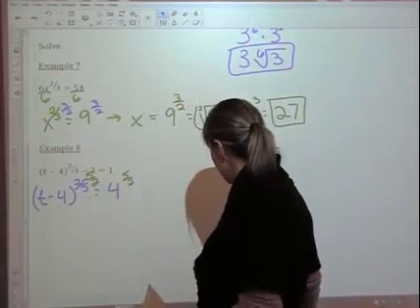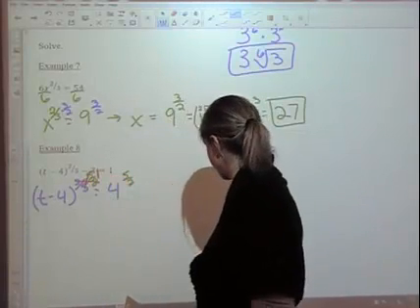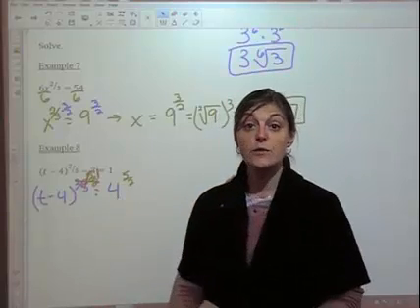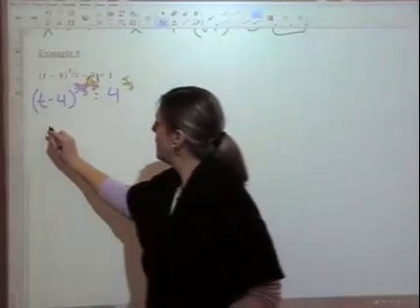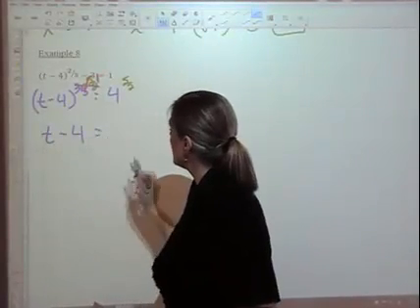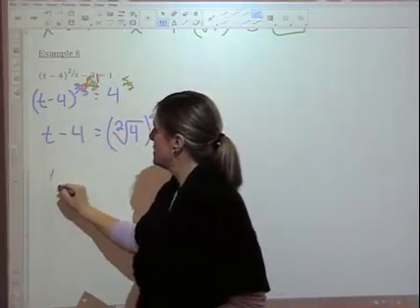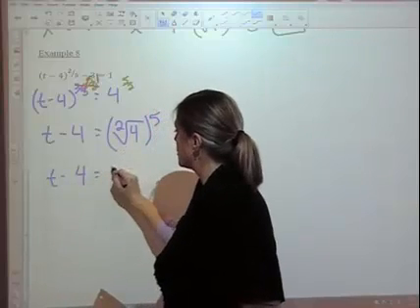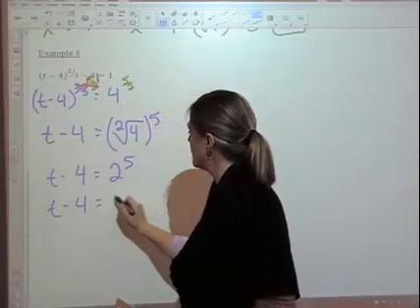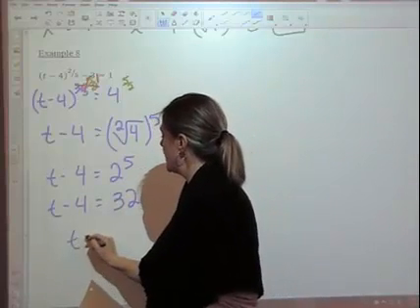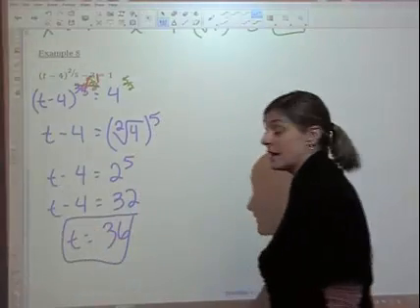That will turn this exponent into a 1, because the 5's cancel and the 2's cancel, so you get a 1. And then it raises the 4 to the power of 5/2. So now we have t minus 4 equals the square root of 4 to the 5th power. So t minus 4 equals 2 to the 5th. So t minus 4 equals 32. So t equals 36. And that's your answer.